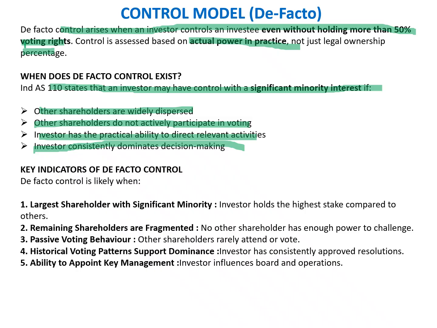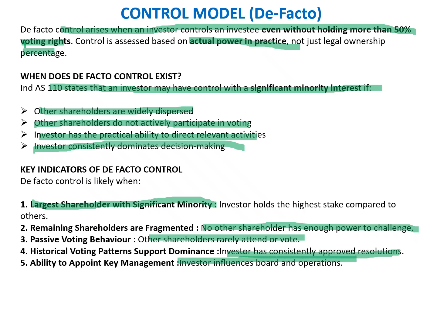So de facto control will give that power to the entity, and then it has to be done as per the Ind AS 110 procedure. So key indicators of de facto control is when a large shareholder with a significant minority investor holds the highest stake compared to the others. Remaining shareholders are fragmented. No other shareholder has enough power to challenge. Passive voting behavior. Other shareholders rarely attend or vote. Historical voting patterns support dominance. Investor has consistently approved resolutions and has the ability to appoint the key management. Investor influences the board and the operation.